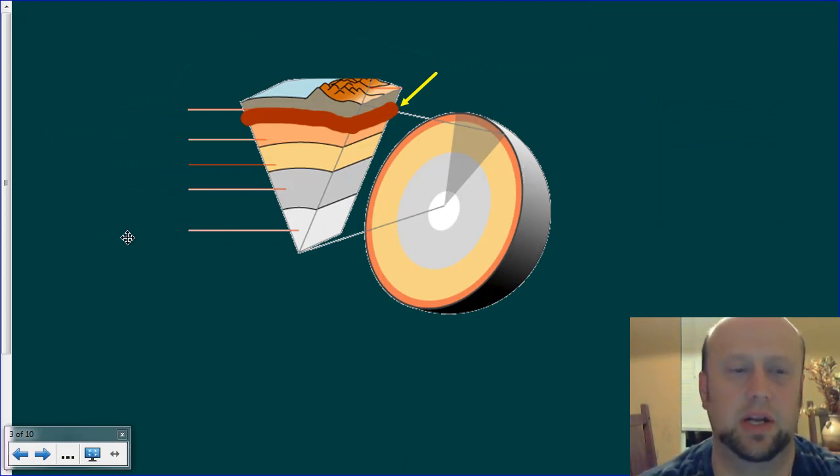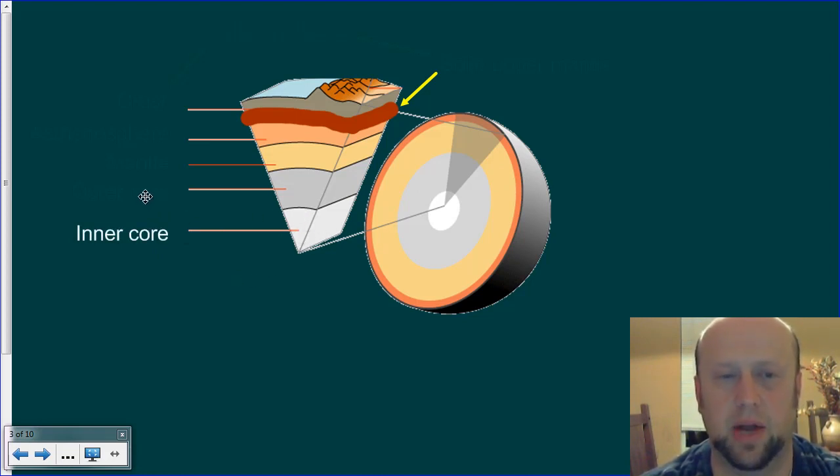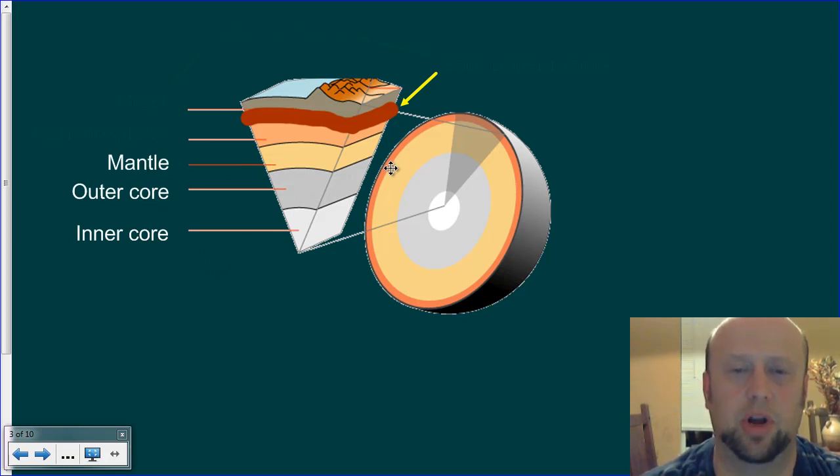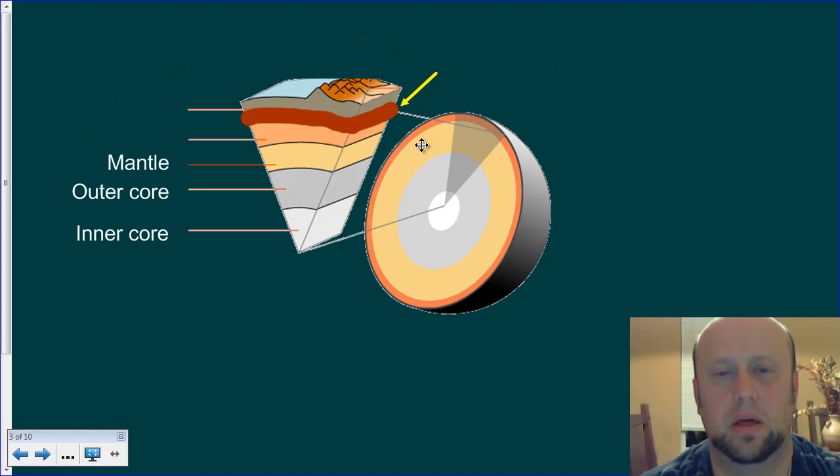So you've got the inner core here in the middle. That's solid metal, iron and nickel for the most part. You've got a molten outer core, and then what is going to start to matter a little bit more to us is we get to the mantle here in this yellow part. This is basically what we think of as magma. This is obviously hot and molten.